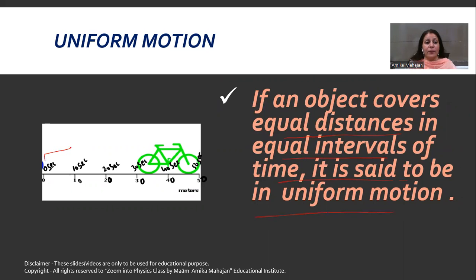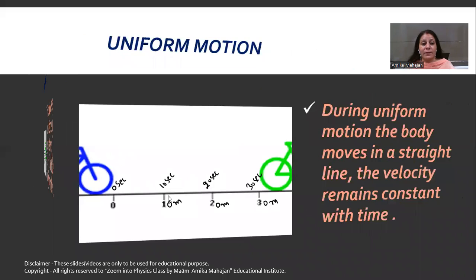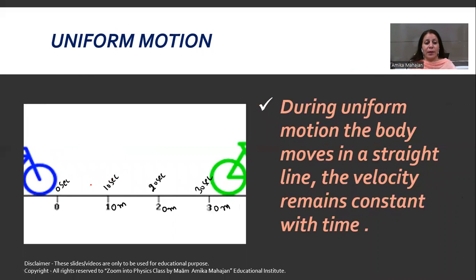Observe here. From 0 to 10 seconds, a time interval of 10 seconds, the distance covered is 10 minus 0, 10 meters. In the next 10 seconds, from 10 seconds to 20 seconds, we find that the distance traveled is 10 meters again. So equal distances are covered in equal intervals of time and the body is in uniform motion. अगर equal interval of time, equal distance travel हो रहा है तो body uniform motion में है.